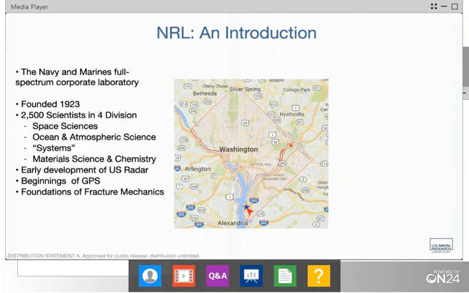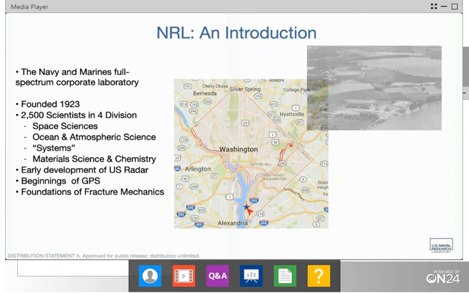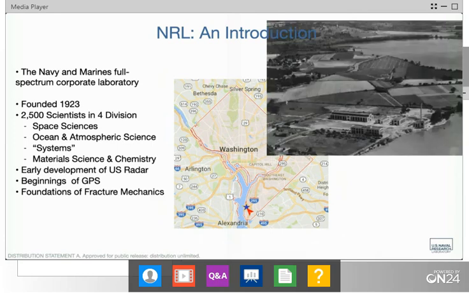We were founded in 1923, and this is what NRL looked like back then. I really like this picture because my office still sits in that window. So I actually get to work in about a 100-year-old building. It was the original foundry for the lab, but now it's where our characterization is located. A lot of our physical metallurgy is still located in that building.